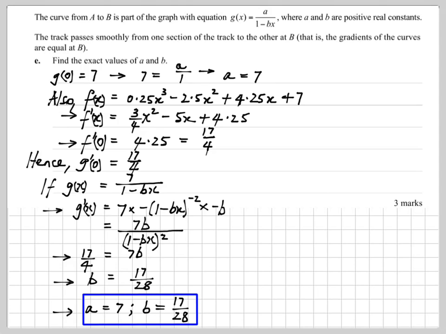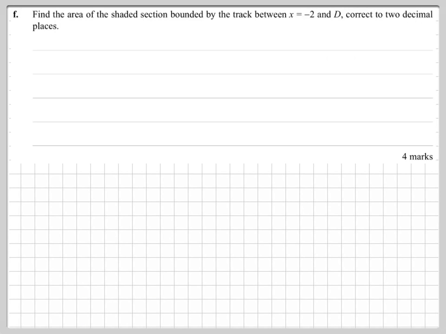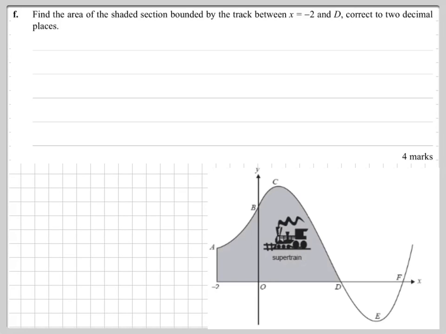This is excellent, guys. We did this nasty question. All right, now there is one more bit to go, so let's not get too excited yet, but we're nearly there. Heavens, that's worth 4 marks. Goodness, what are they going to hit us with now? Find the area of the shaded section bounded by the track between x is minus 2 and D. That's an area question. Well, that doesn't seem too bad. There's our diagram. Between x is minus 2, so it's that left-hand extremity and all the shaded bit up to and including D.